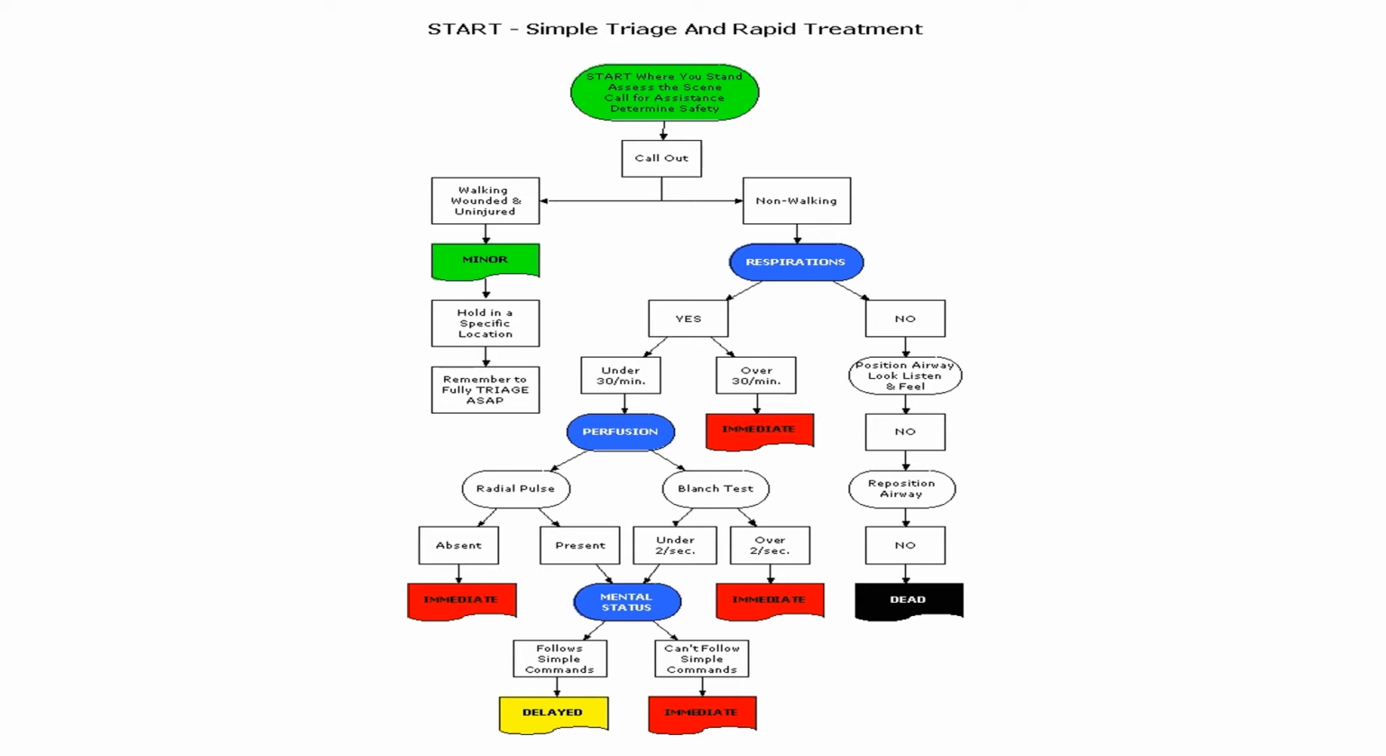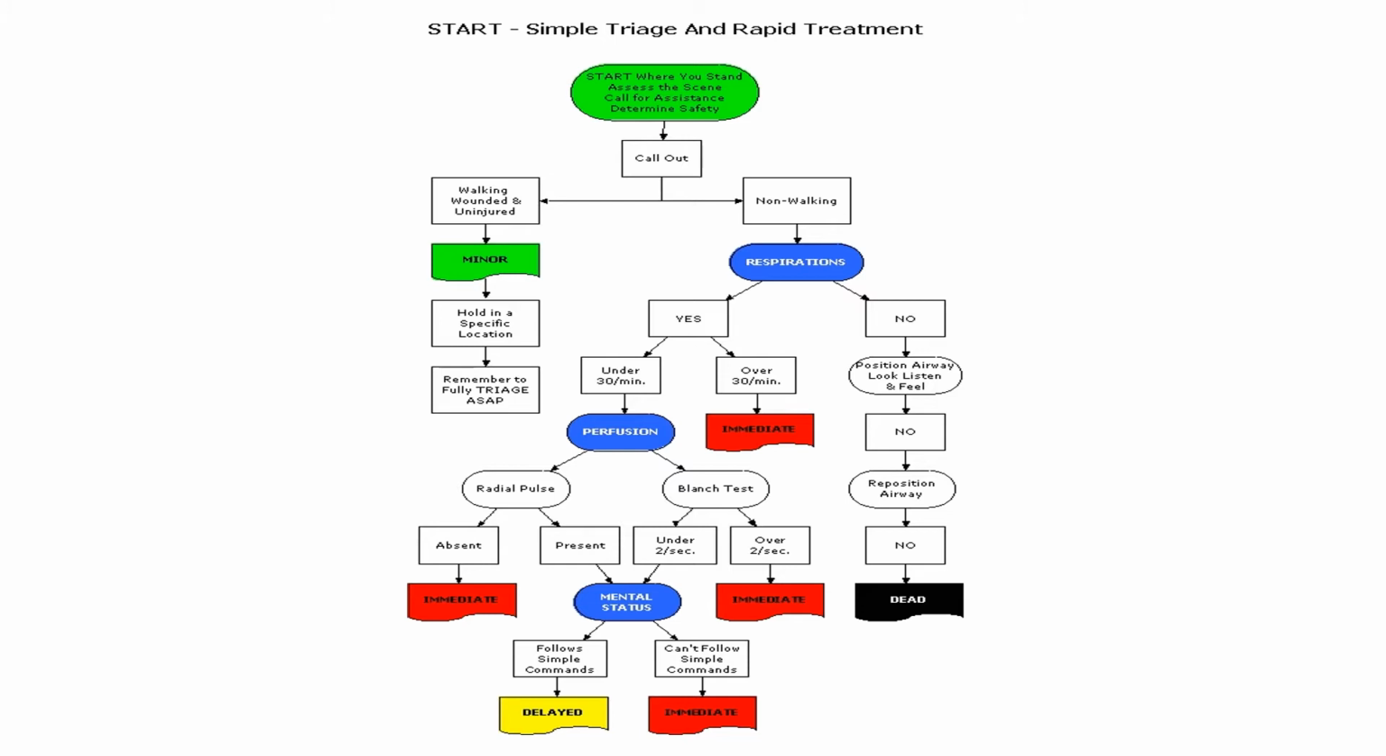So then the non-walking ones, you're going to go and assess all their respirations. If they have no respirations, you're going to reposition their head and look, listen, and feel. If they still have no respirations, you're going to reposition again, and if they have none, then they're considered dead, and you move on. If they do have respirations and they're under 30 per minute, you're going to go on to the perfusion part.